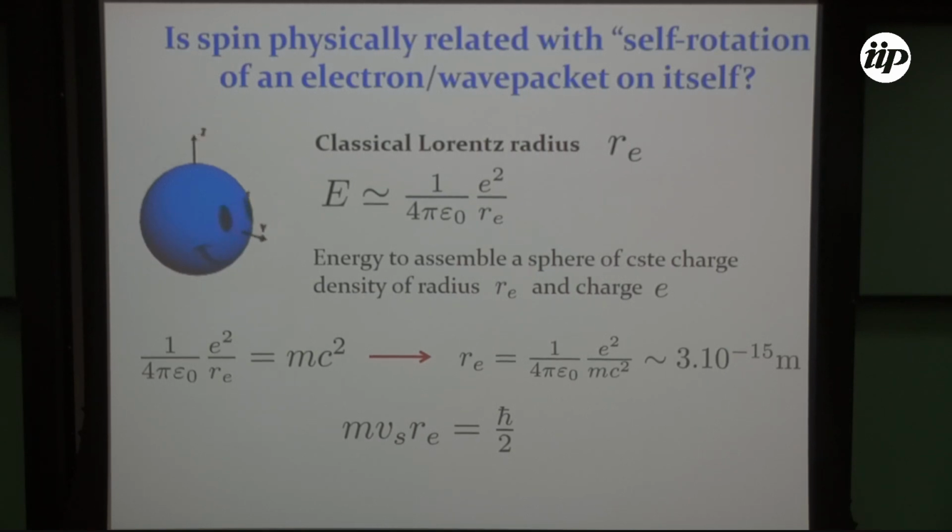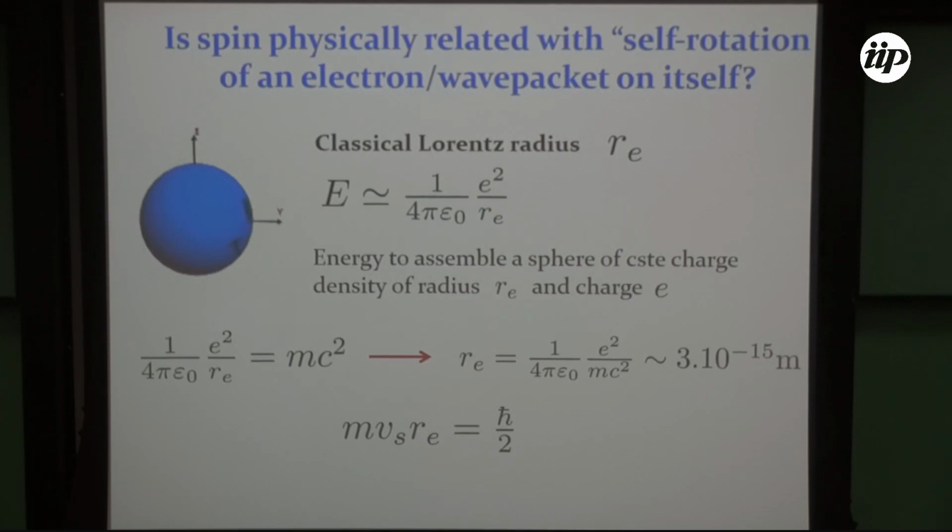Guys, if you think that the electron is self-rotating, I will tell you this leads to a nonsense, impossibility. Why? Because let's assume that your electron is confined and rotating, so it will be confined to a certain sphere, which you can define by this classical Lorentz radius, which corresponds to the energy to assemble the sphere of constant charge. Then you use special relativity to deduce these values, very small.